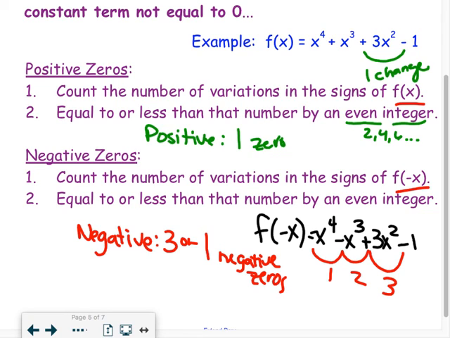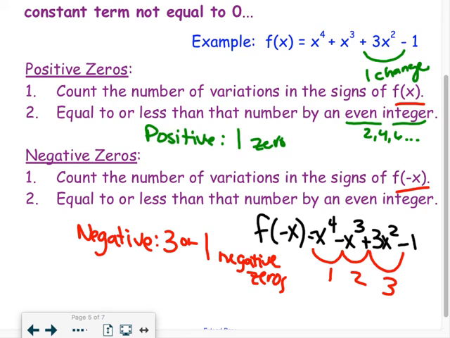Okay? So on this one, what I can tell is there's definitely a positive real zero. Maybe I have one negative real zero, and then my other 2 zeros are imaginary. Or maybe I have one positive and 3 real negative zeros and no imaginary solutions. But because this was degree 4, I have to have 4 zeros.